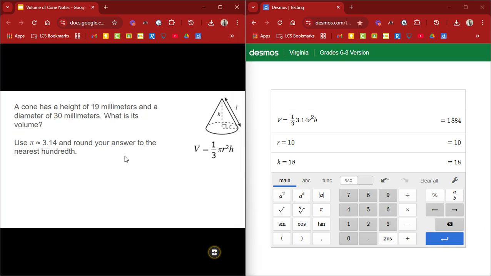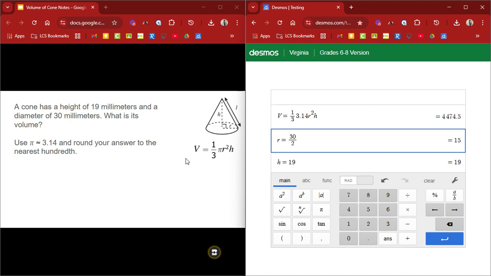We Gucci. The only thing that's going to trip you up is in questions like this, where it says that a cone has a height of 19 millimeters and a diameter of 30 millimeters. I got to realize that I got to do 30 divided by 2. This is the only thing that's going to be tripping you up as you're working on this, because it'll give you either the diameter or the radius. You have to figure out which one is which and which one you're going to use in your formula, because your formula calls for the radius and not the diameter. So if it's a diameter, you got to divide it.